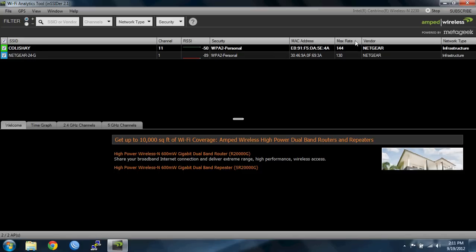The next tab is pretty self-explanatory. It shows you the max rate. This is in terms of megabits per second. What it does is calculate the signal strength combined with what type of network adapter you have. Both of these network adapters are going to be wireless N. Even though this says 24G, that's more than likely for 2.4 gigahertz, but not for wireless G.